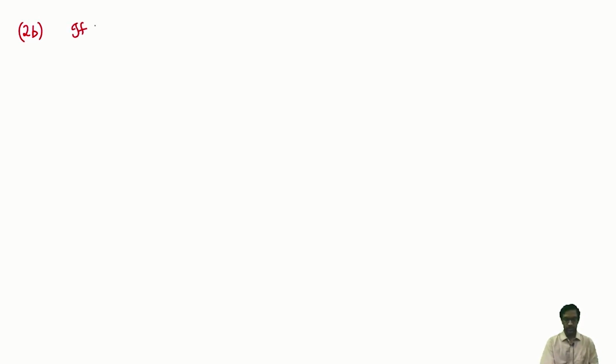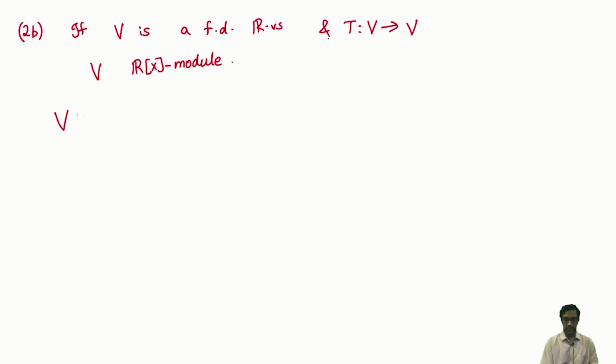So if V is a finite dimensional real vector space and T from V to V is some linear operator that's given, and we think of V as an R[X] module where X acts via the operator T, then the question is: suppose V is simple, does it imply that the dimension is 1?